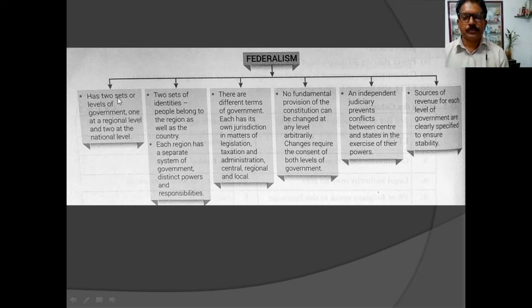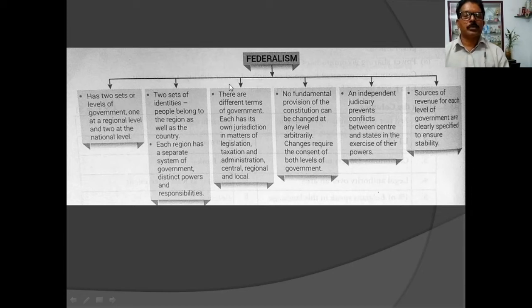Then we find two sets of identities. People belong to the region as well as the country. Each region has a separate system of government, and they have distinct powers and responsibilities. So state governments have their own powers and responsibilities. Central government has their own powers and responsibilities.